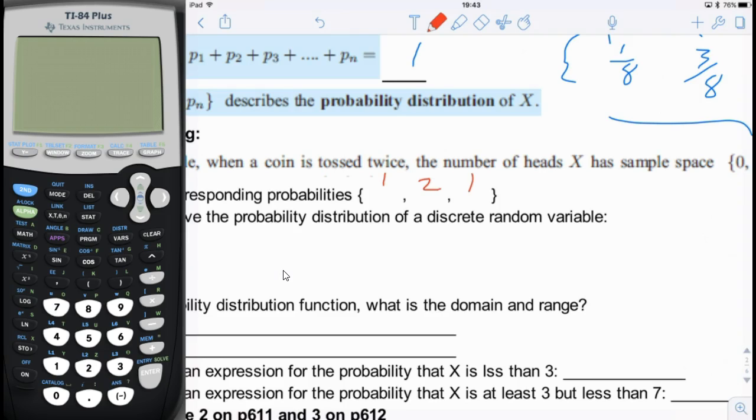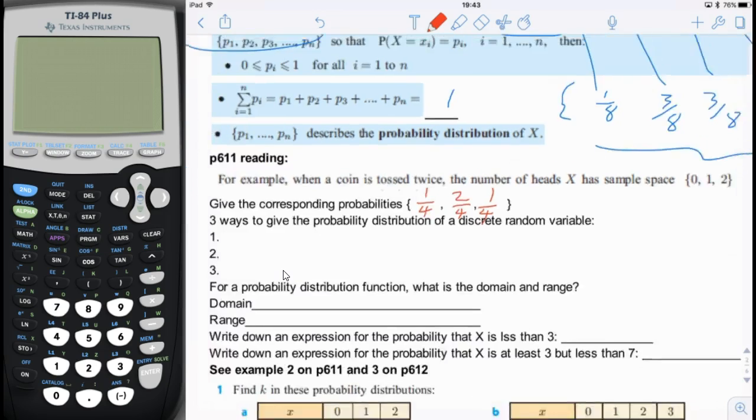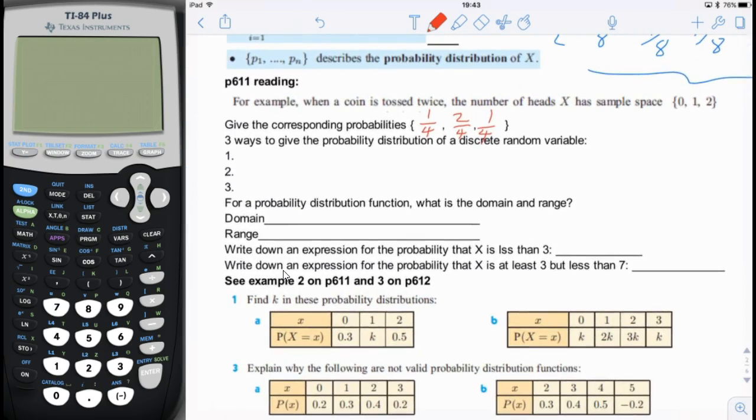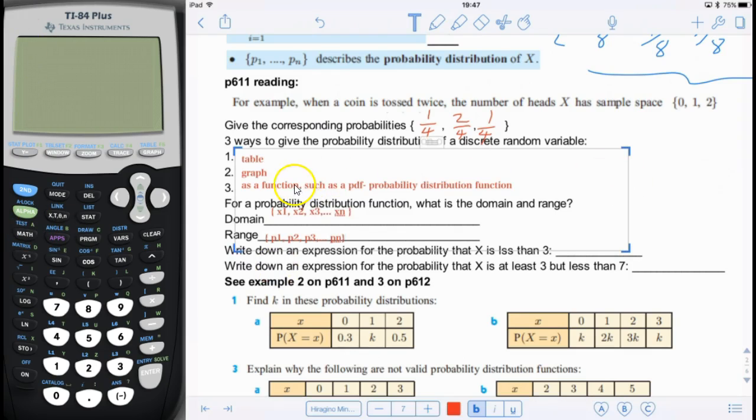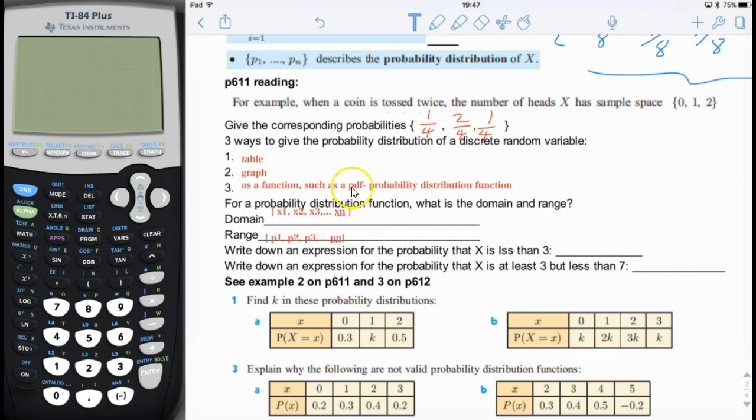The probabilities in this case have a binomial distribution, and then we just need to divide by the total number of probabilities. So it's going to be like that. Okay, 3 ways to give the probability distribution of a discrete random variable. The 3 ways to display a probability distribution are table, graph, and as a function, such as a probability distribution function.